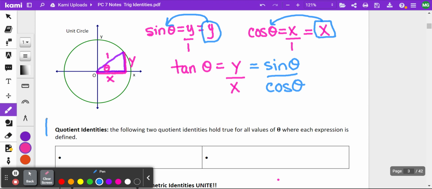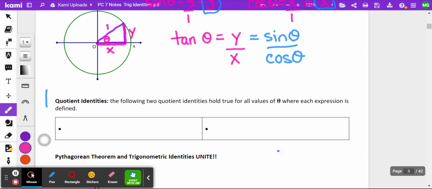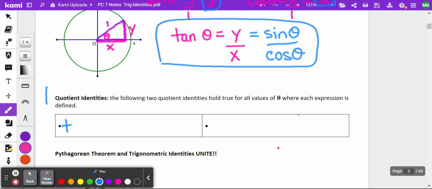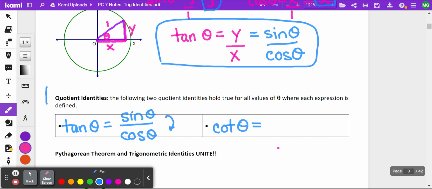So this is what we call a quotient identity. We'll have two of them. The first one is what we see right here, that the tangent of theta is equal to sine of theta divided by cosine of theta. It's going to be super important. And now on the previous page, we talked about reciprocals. Well, the reciprocal of tangent is cotangent. So the cotangent of theta is equal to this flipped over: cosine of theta over sine of theta.